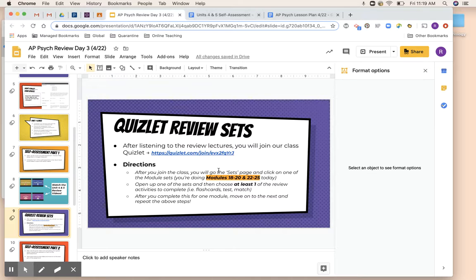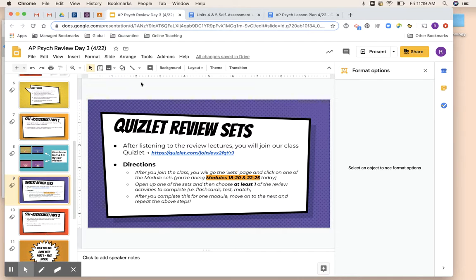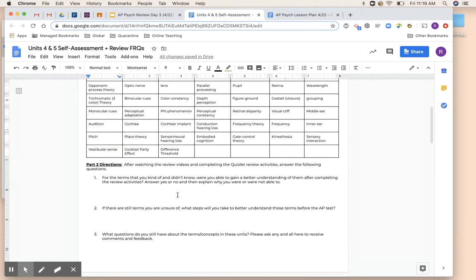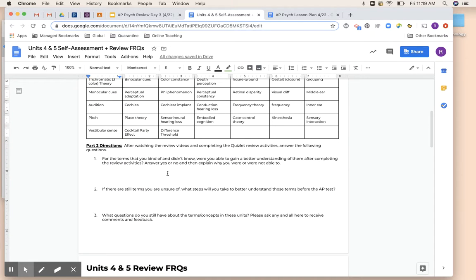Okay. After you do the Quizlets, you are going to go back to the self-assessment and finish part 2. It's asking you to answer a few questions, like, for the terms that you didn't know, were you able to gain a better understanding of them? Either yes or no, then explain why.